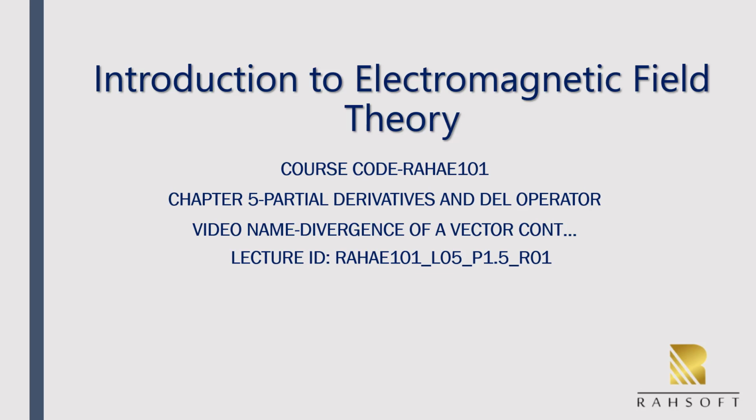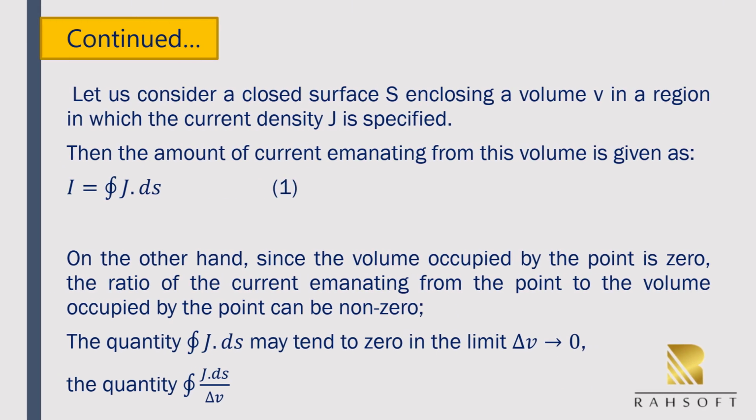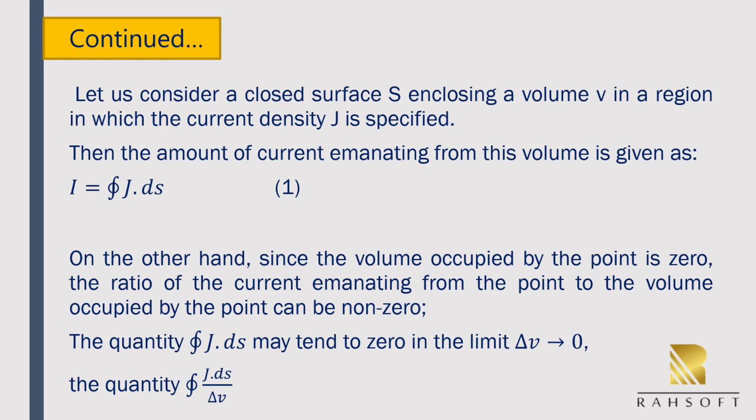Hello. Now I will continue from this part, divergence of a vector. The rate of change of a vector field is complex and it is basically defined by two types: divergence of a vector and curl of a vector. So I am just talking about divergence of a vector.